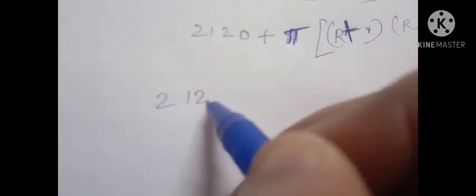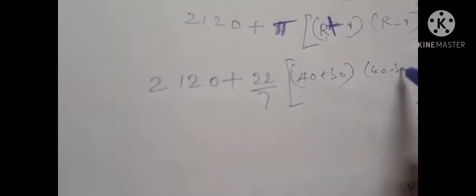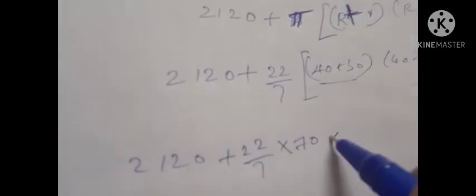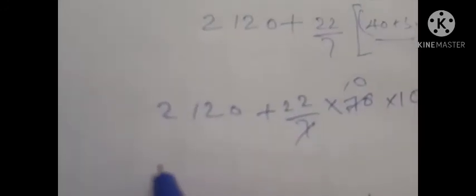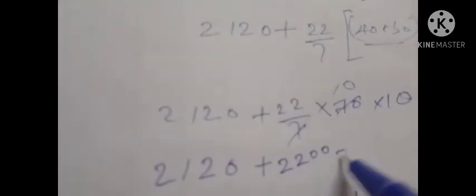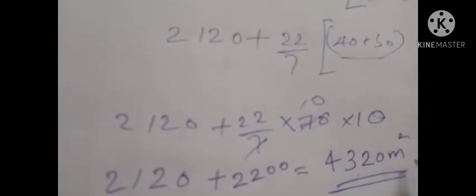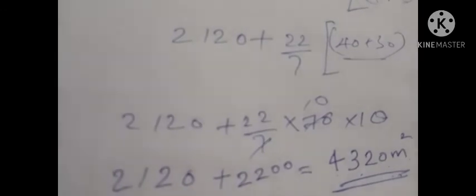These two we have to substitute in this equation. That will be 2120 plus 22 by 7 into 40 plus 30 into 40 minus 30. Right? Then 2120 plus 22 by 7 into 70, since 40 plus 30 is 70, and 40 minus 30 will be 10. Then we can cut these two. Then the remaining answer will be 2120 plus 2200, which is equal to 4320 meter square. So this is the area of the track.